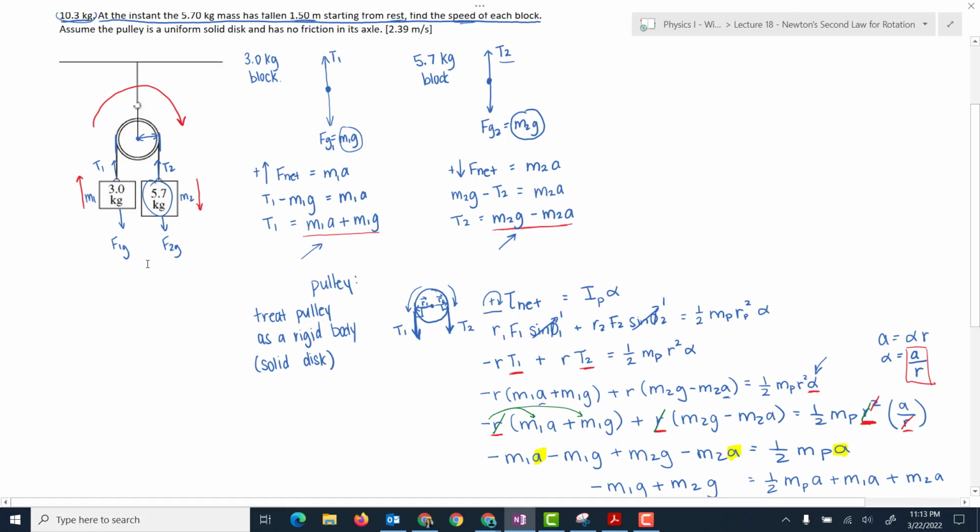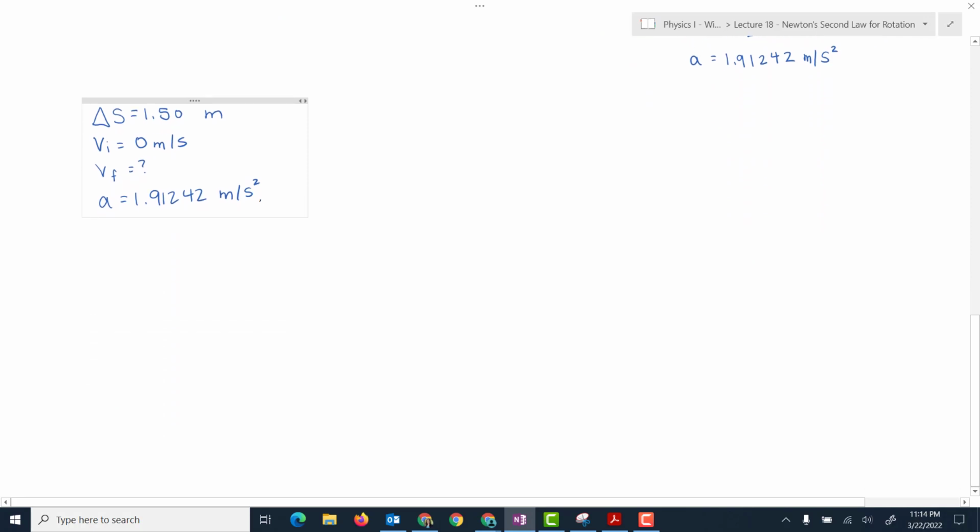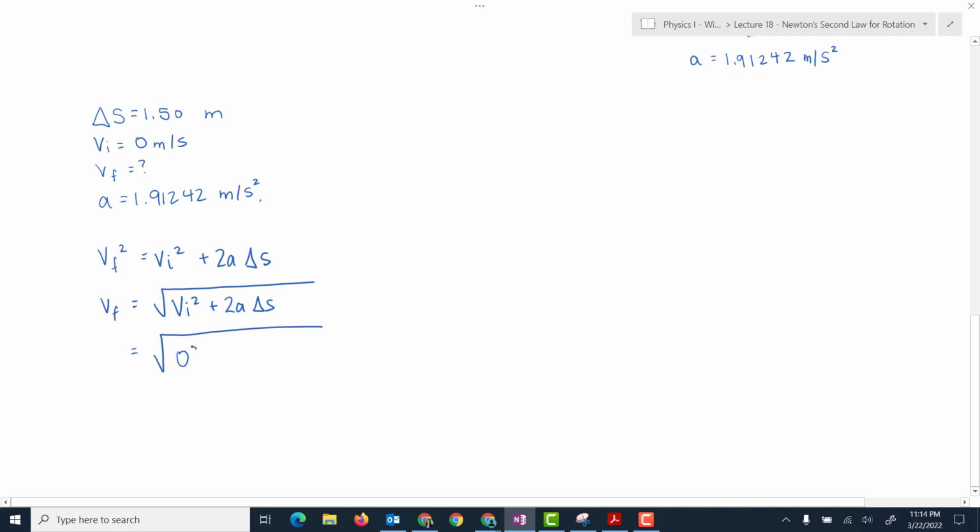So we did the hard part for sure in the question, and now all that's left is a kinematic equation. Okay, so what equation are we going to use? We don't have time and we don't need time, so we're going to use the equation that doesn't involve time. So it would be V final squared equals V initial squared plus 2a delta S. So if we solve for V final, we would just square root the other side. V initial squared plus 2a delta S. So V initial was 0 squared plus 2a was 1.91242. And delta S is 1.5, all in the square root sign.